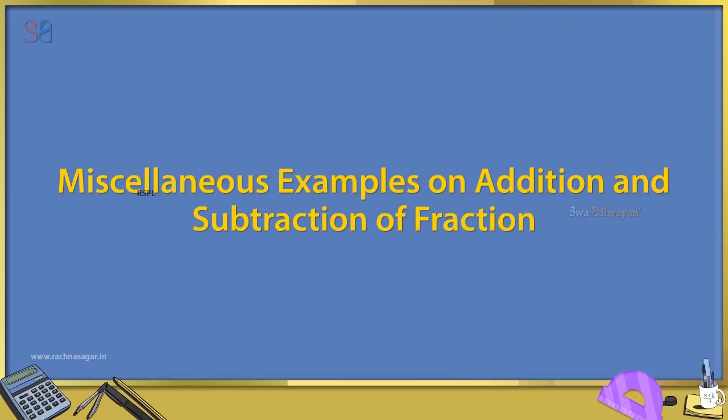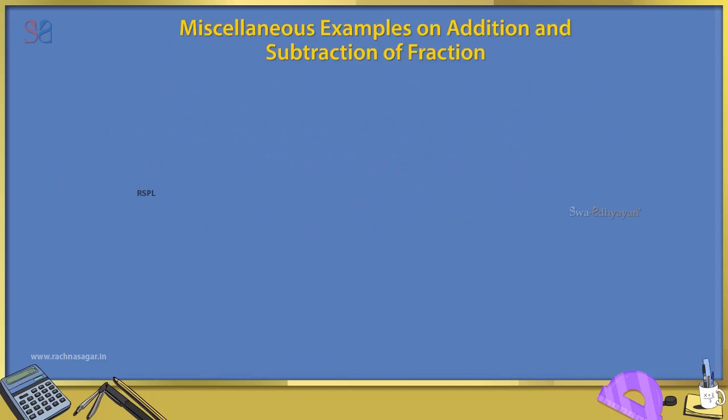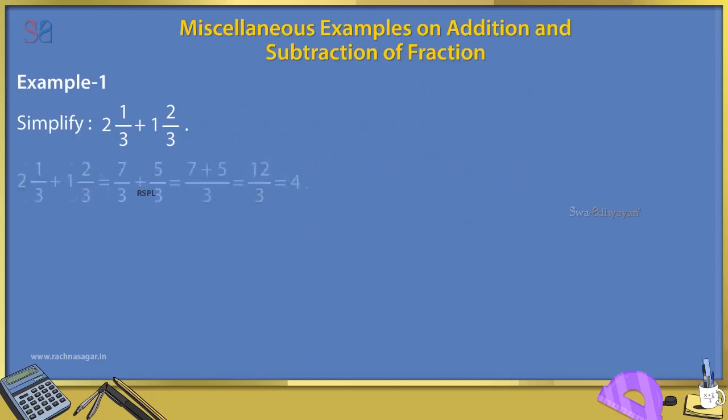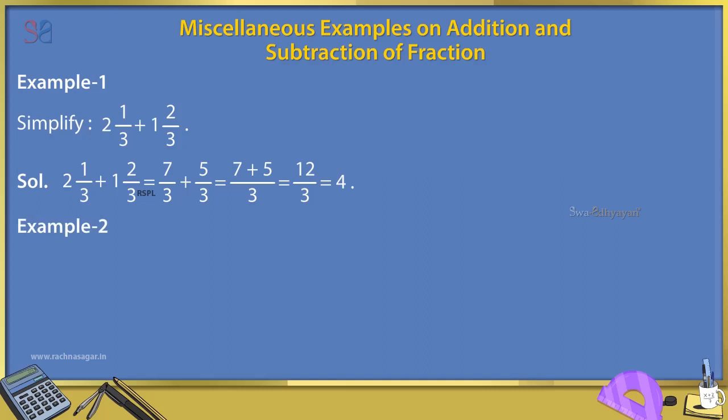Miscellaneous examples on addition and subtraction of fractions. Example 1. Simplify 2 and 1 by 3 plus 1 and 2 by 3. Solution. 2 and 1 by 3 plus 1 and 2 by 3 is equal to 7 by 3 plus 5 by 3, which is equal to 7 plus 5 by 3, which is equal to 12 by 3, which is equal to 4.